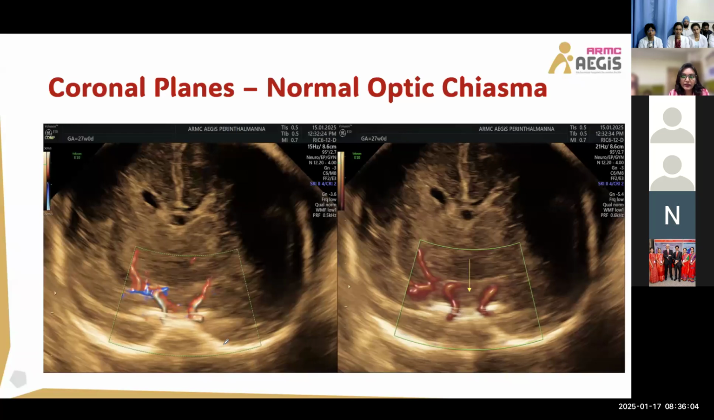So here we can clearly see, yeah, very nice, the pulsating internal carotids on either side of the normally appearing optic chiasma.